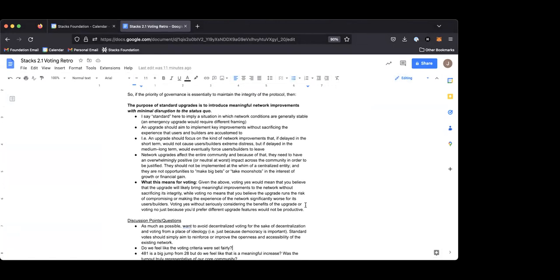We can probably debate this quote, but based on this, it made me think that the priority of governance for us is essentially to maintain the integrity of the protocol. So just for everybody to keep this in mind, with a standard upgrade like this one, our intention is to introduce meaningful network improvements, but with minimal disruption to the status quo. Would others agree with that? Jude? Right. Okay. So it's important to keep that in mind.